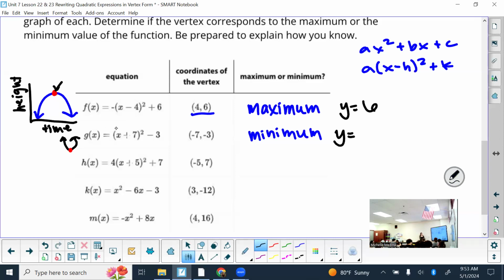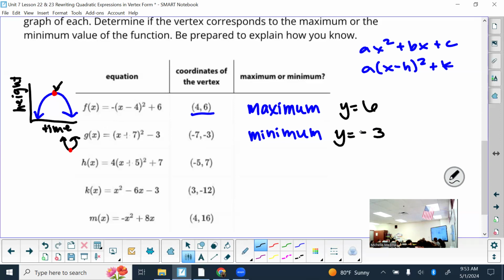What's my minimum? This is the information I have, and we just talked about it. -3. Questions on that? The y of your vertex. The x of your vertex tells you line of symmetry. The y of your vertex is your minimum amount.